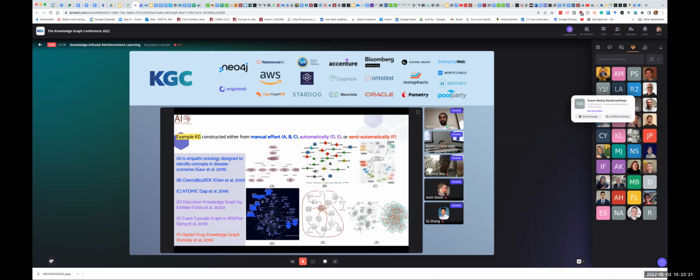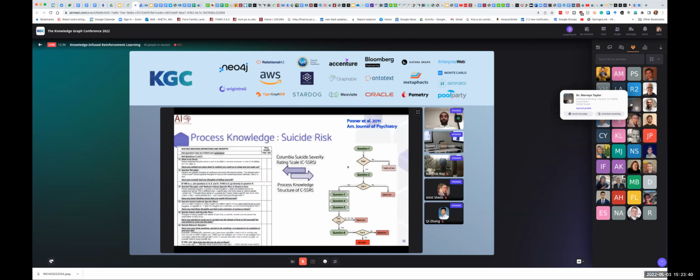more about. But essentially, I just want to give you a high level view of how these knowledge graphs look like, and there are various ways they are being constructed. They can be built with manual effort, constructed automatically, or constructed semi-automatically. But what we want to highlight in today's tutorial altogether is this process knowledge.